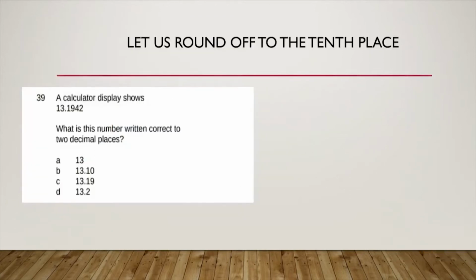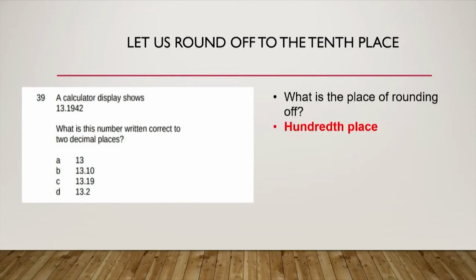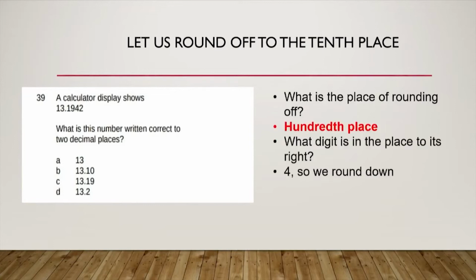All right, great job. Let's look at this one. The calculator display shows this number, and you can see 13.1942. And that would mean you now look for what digit occupies your hundredths place, and that digit is 4. Really? No, it's not. What digit is in your hundredths place? 9. All right, but the digit to the right of it, as you can see, is 4. So we round down. Because it's 4 or less, we round down. And your new number rounded off to the second decimal place is 13 and 19 hundredths. And that would be option C.